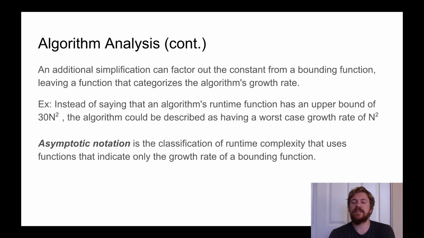And doing this is something called thinking in terms of asymptotic notation. So asymptotic notation is the classification of runtime complexity that uses functions that indicate only the growth rate of a bounding function. So asymptotic notation only cares about growth rate. It doesn't care about anything else about your functions. And so because all we care about is growth rate, all we're going to care about is the highest ordered terms of the functions.